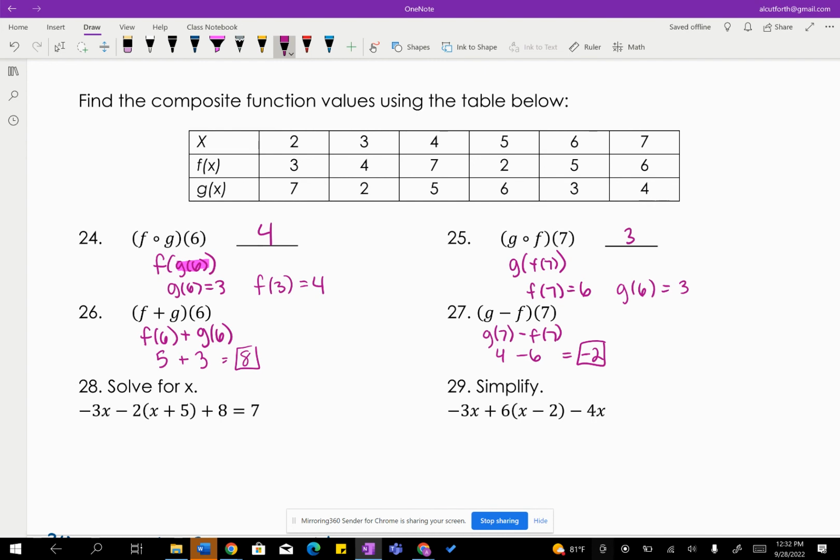Any questions on 25? 26 and 27 are a little bit less hard on the brain. You're just doing F at 6 and G at 6. So you're literally going to go to 6 on the graph and say, what's F? Well, it's 5. What's G? It's 3. And then we're adding those together. Right? And then for 27, we're doing G at 7 and F at 7. It's 4 and 6. And then subtracting to get -2. Any questions on those?